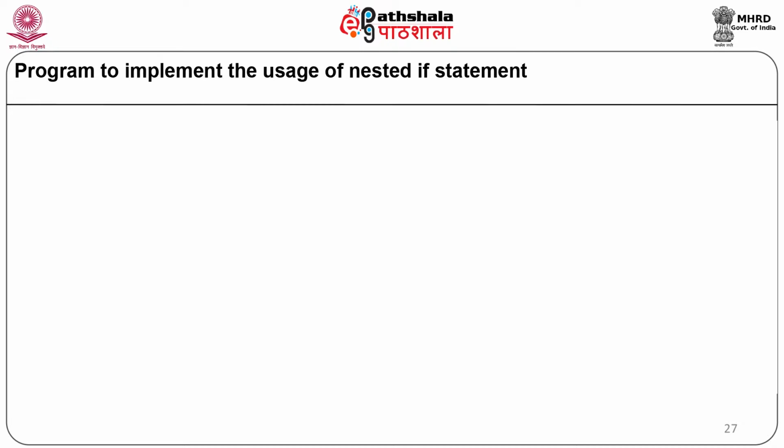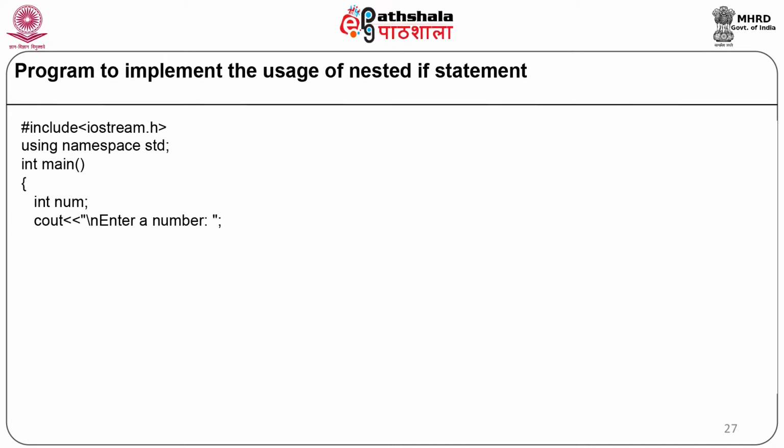Now, let us see the program to implement the usage of the nested if statement. Here we are going to see a simple program where the nested if statement is used. We will start with the program #include iostream.h, using namespace std. We will start with the main function, main opening bracket. Here we will declare the variable number as integer. We will take the input from the user. So, first we will display the message cout enter a number, cin number.